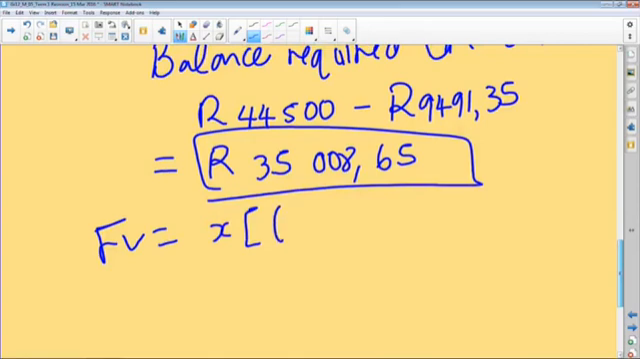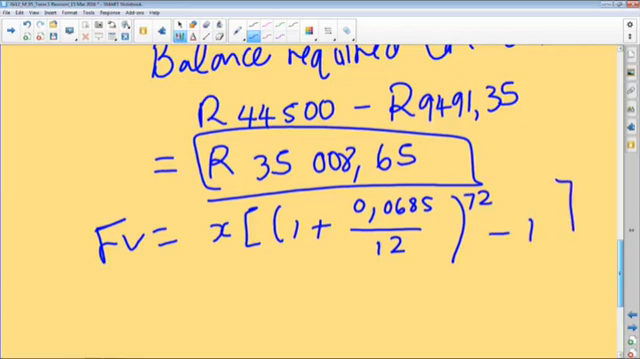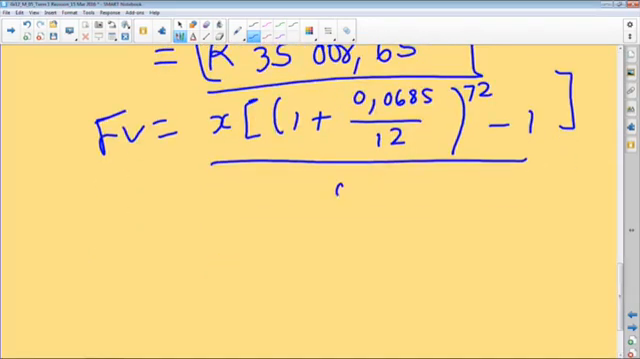Our interest rate that we're using is still the same. So it's 1 plus 0.0685 over 12, raised to the power 72, so it's still over 6 years, minus 1, all over I. Again, use the correct interest rate. All right, and we know what the future value is, so therefore all we need to work out is what the value of X is.